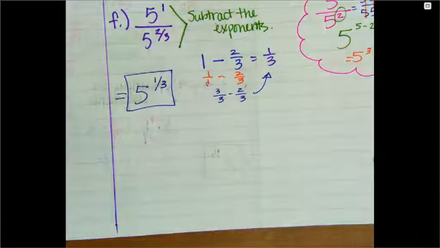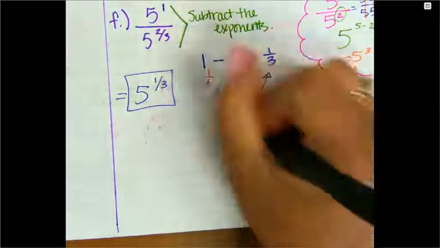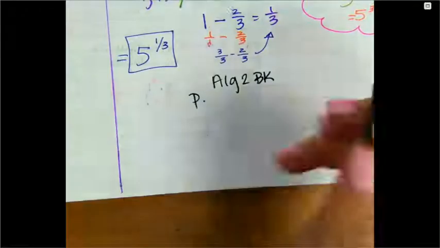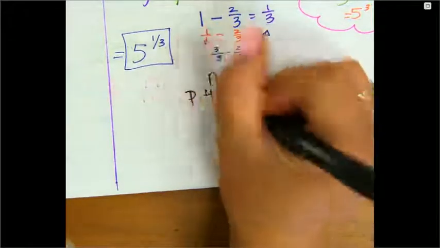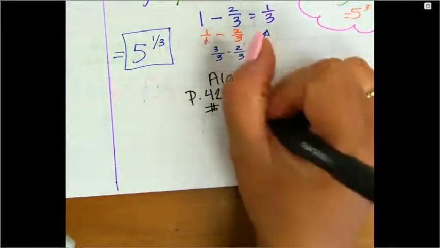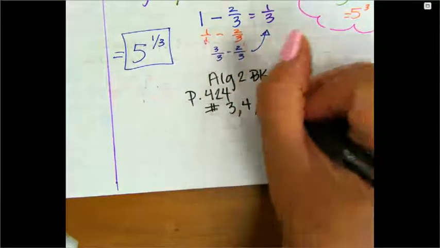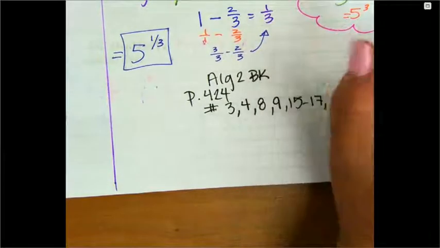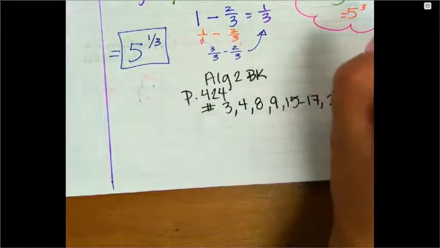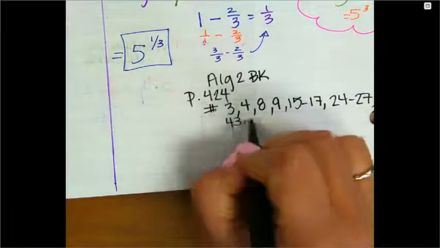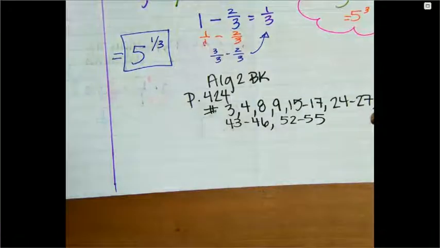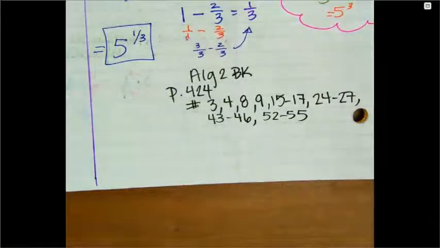Okay, you have homework. It is in the Algebra 2 book. Lucky you. Page 424. It's also on the board back there. 3, 4, 8, 9. If you never checked out your book, that's not good. 15 to 17. 24 to 27. 43 to 46. And 52 to 55. It's a little over, I know it's 2 pages because it's more than 16 problems. It's about 20 or so.